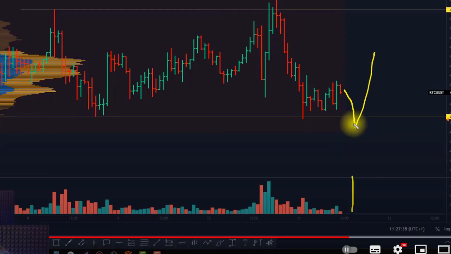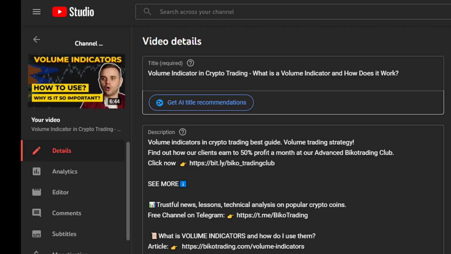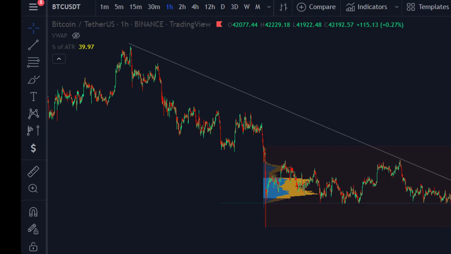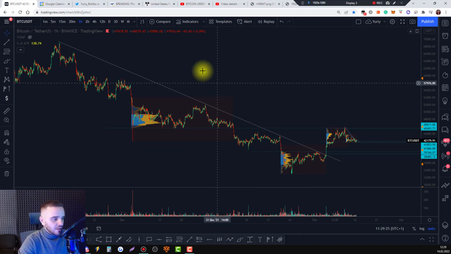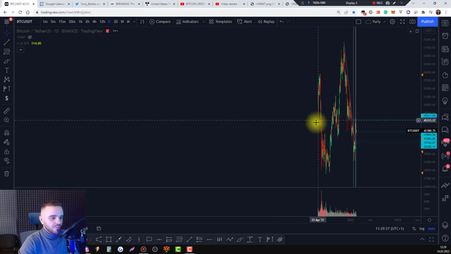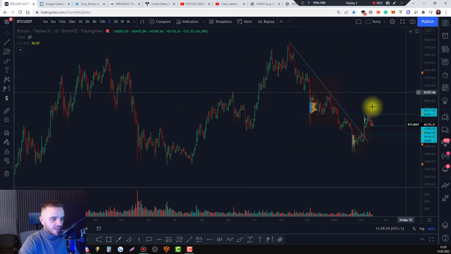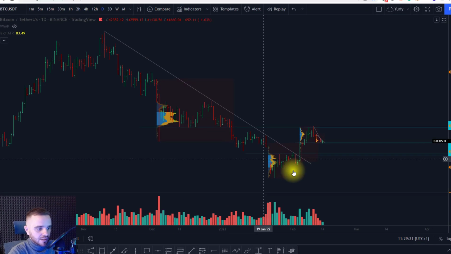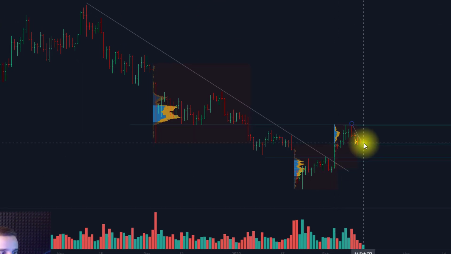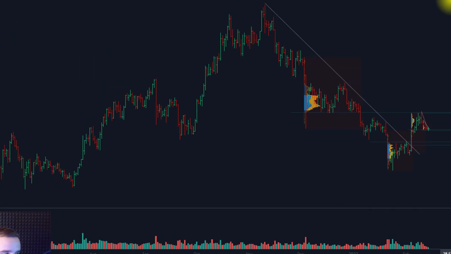For all of you, by the way, I prepared a full lesson about volume indicators, horizontal and vertical volume, why it's so important and how to use it. I'll add it in the comments, in the description, and you'll be able to watch. Globally, if we open a bigger time frame, for example the daily chart, we can say that a new uptrend started, and with huge possibilities there could be a continued uprise.